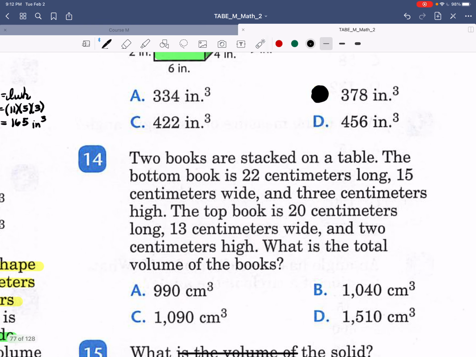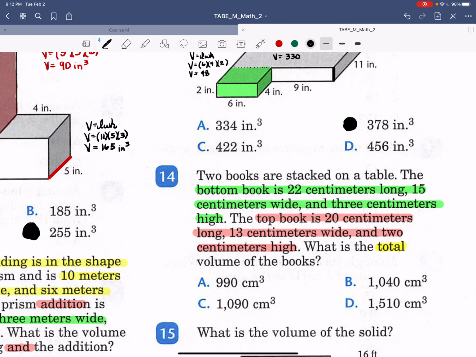Two books are stacked on a table. The bottom book is 22 centimeters long, 15 centimeters wide, and 3 centimeters high. The top book is 20 centimeters long, 13 centimeters wide, and 2 centimeters high. What is the total volume of the books?